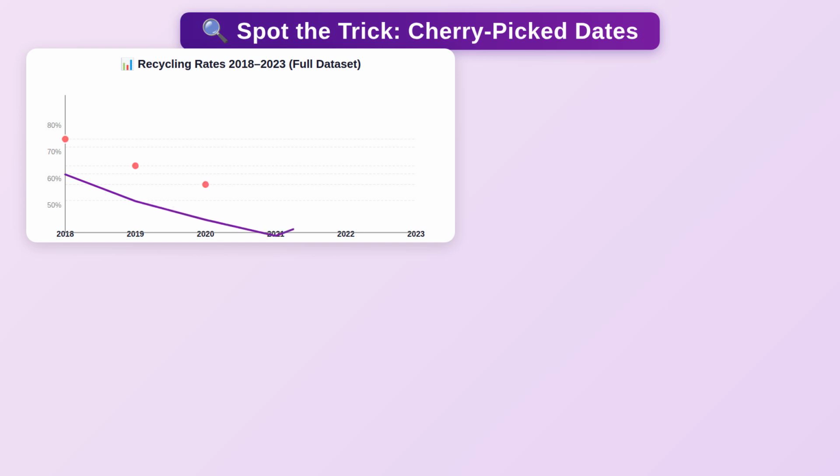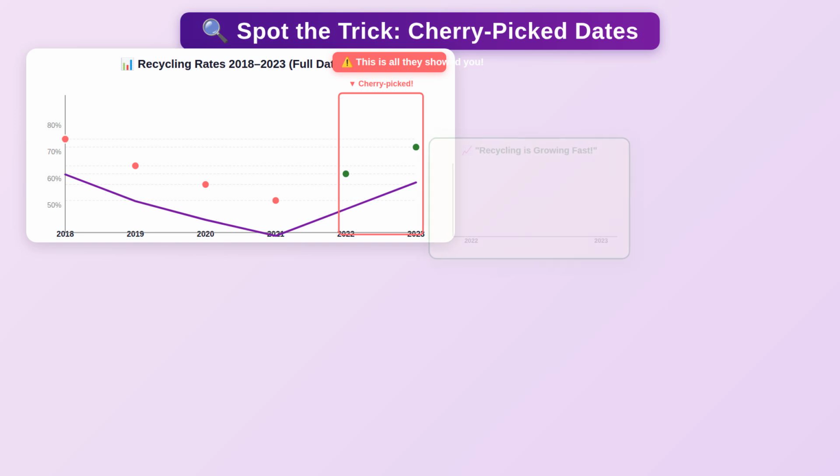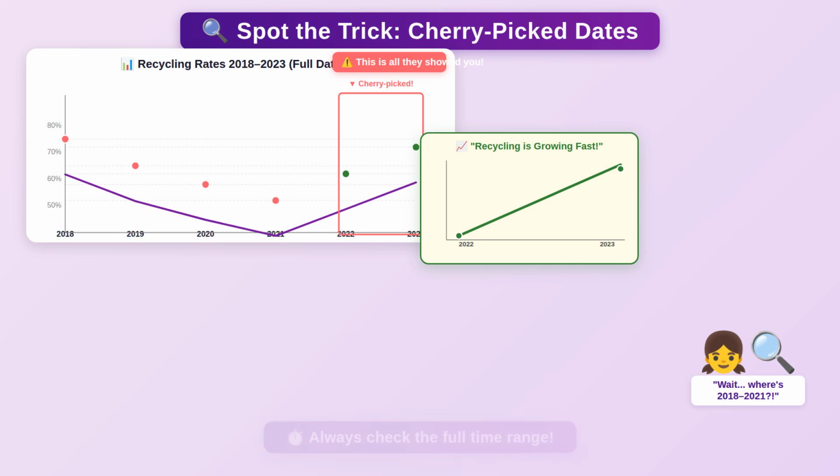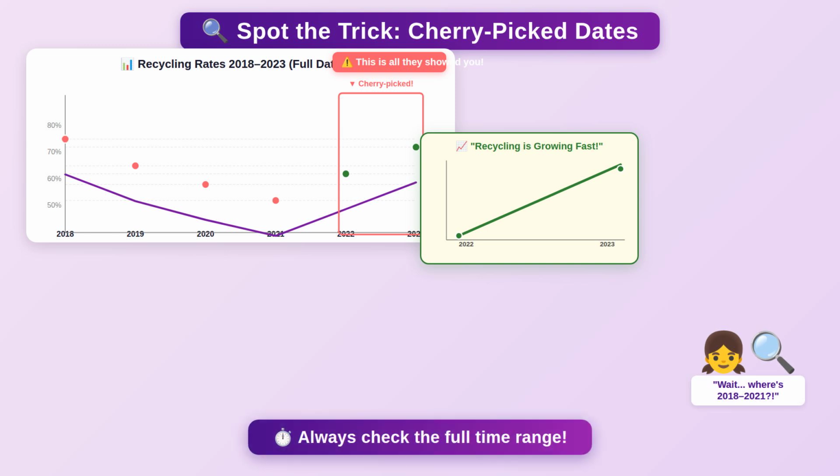Maya's working on her science fair project and finds a graph titled "Recycling is Growing Fast." It shows data from 2022 to 2023, and the line shoots straight up. Impressive. But then she finds the full data set going back to 2018. From 2018 to 2021, recycling rates actually dropped for 3 straight years. Then 2022 and 2023 had a small recovery. The cherry-picked graph shows only the recovery, leaving out the 3 bad years completely.